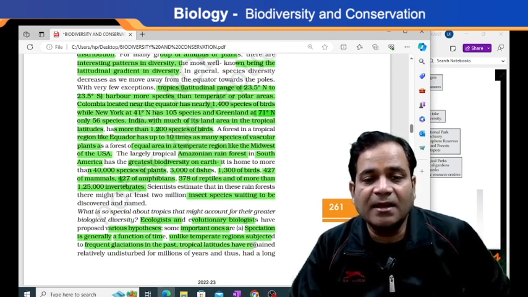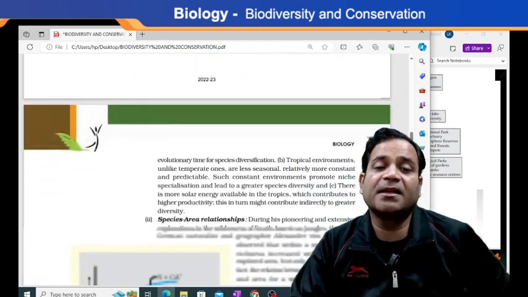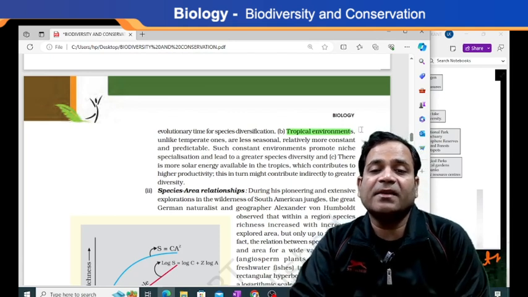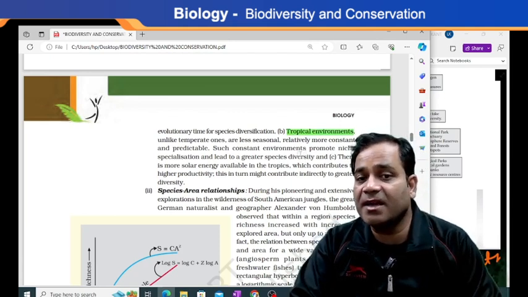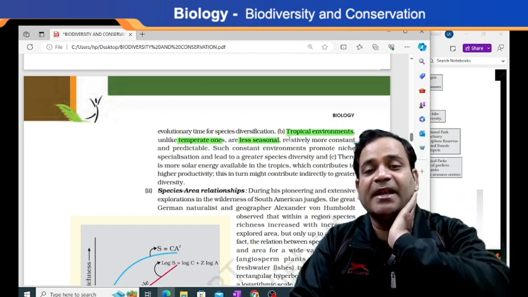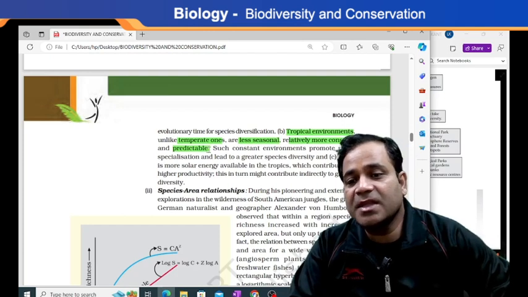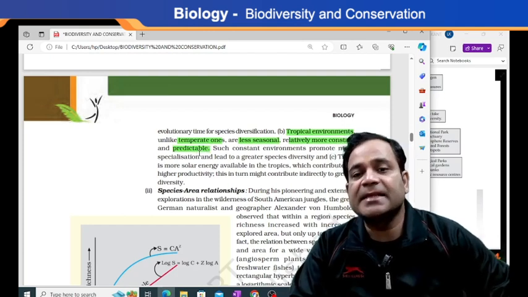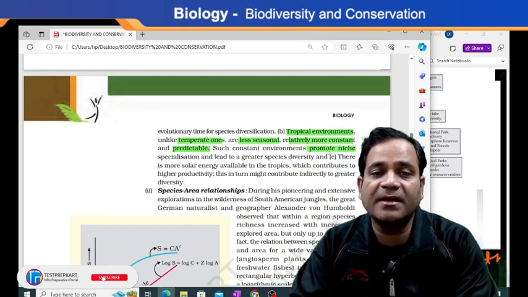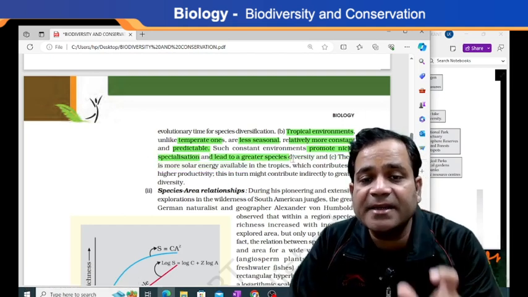The second important thing is the tropical environment. Unlike temperate ones, the tropical environment is less seasonal, relatively more constant and predictable. Such constant conditions promote niche specialization and lead to greater species diversity.